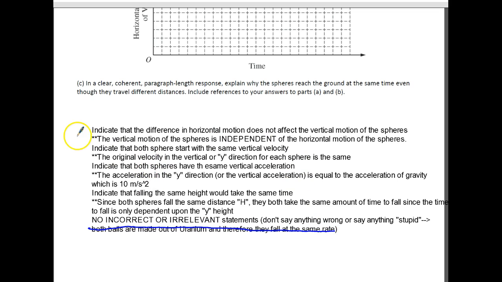And that is actually 5 points. You get 1 point for each one of these, and then you get an additional point for not saying anything incorrect and making sure you don't say anything irrelevant. So that is the 7 points on this problem, and that would be the end of this problem.